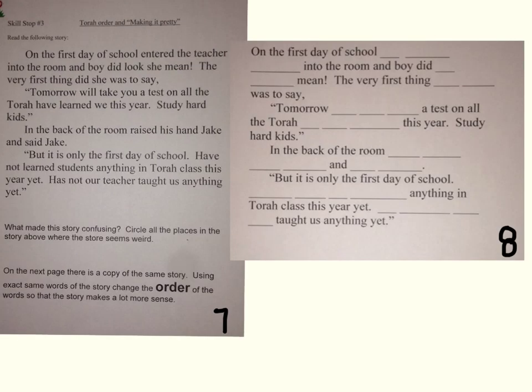So now what we're going to do is go through and put the words in English into the right order to make them make sense. So we'll keep working with the same example from before. On the first day of school, entered the teacher into the room. We're going to change that to, on the first day of school, the teacher entered into the room. So now you go through the rest of the story and put the words into the correct order so that it makes sense in English.